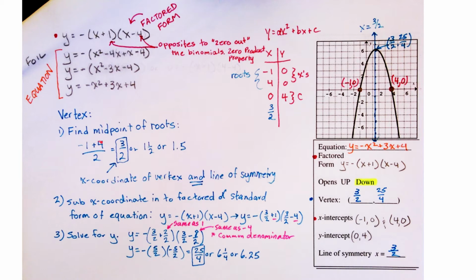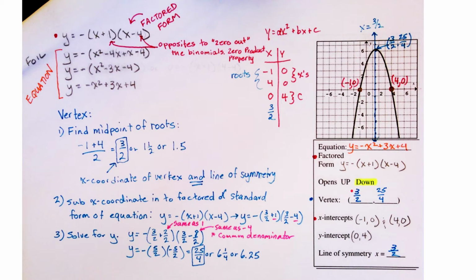So -1 plus 4, and then divide by 2 will give you the average or the halfway point that is between those two roots. You could do that either where the roots are on the x-axis, or find any other point that crosses at an easy coordinate, and then find the average of those 2 points. But here we took the roots and got +3/2, 1.5.